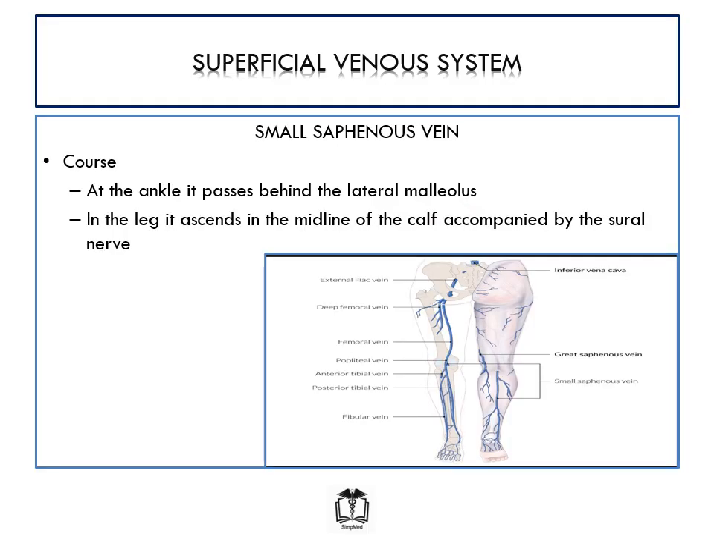The small saphenous vein, once it originates at the lateral end of the dorsal venous arc, begins to ascend the leg. At the ankle, it is found behind the lateral malleolus. This is in contrast to the course of the great saphenous vein. The greater saphenous vein courses through the front of the medial malleolus, whereas the small saphenous vein courses through the back of the lateral malleolus.